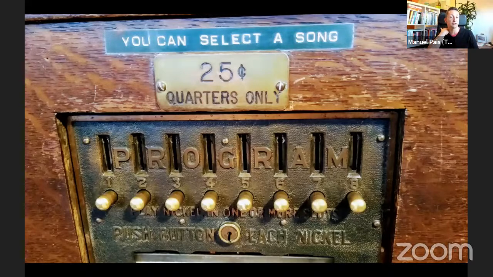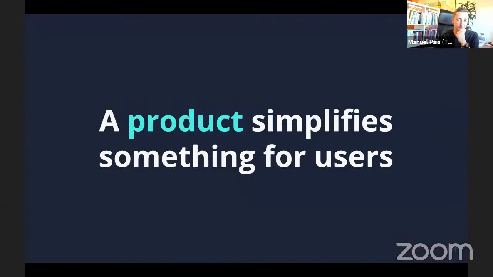So I quite like this example where it couldn't be much simpler than this, right? In the old days, people would put in a quarter and select the song they want to play. They don't need to know how to put the vinyl on the record player or anything like that. The machine did that for them. We simplified the task of choosing a song that you want to listen to. So the product should always be simplifying something, some task, some workflow for users.